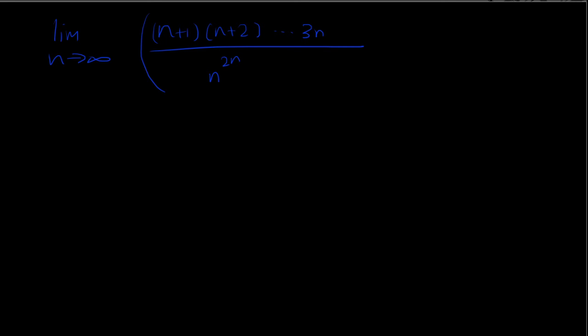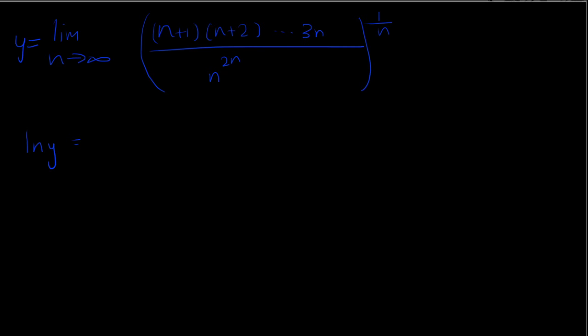All right, let's look at another limit. So I have the limit as n approaches infinity of n plus 1 times n plus 2 times up to 3n over n to the 2n power, all raised to the 1 over n. So this looks a little goofy. What I'm going to do first is set this equal to y. Now I'm going to take the natural log of both sides.